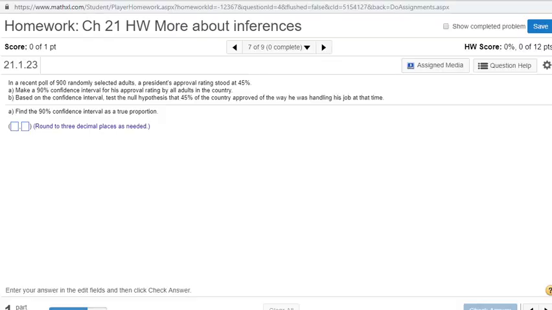So in a recent poll of 900 randomly selected adults, a president's approval rating stood at 45%. Make a 90% confidence interval for his approval rating by all adults in the country, and then based on the confidence interval, test the null hypothesis that 45% of the country approved of the way he was handling his job at that time.